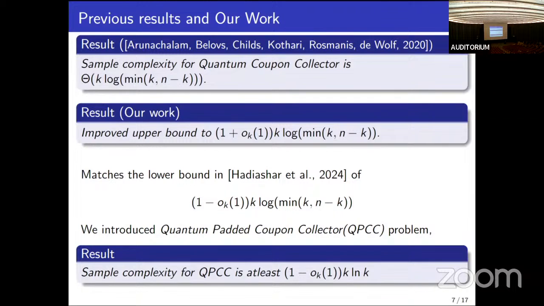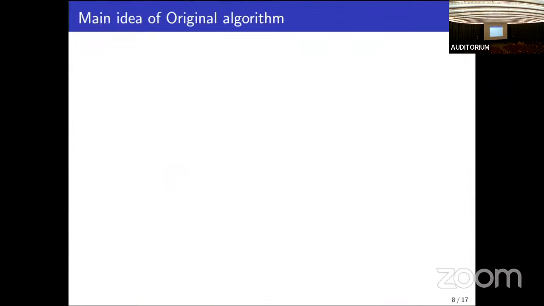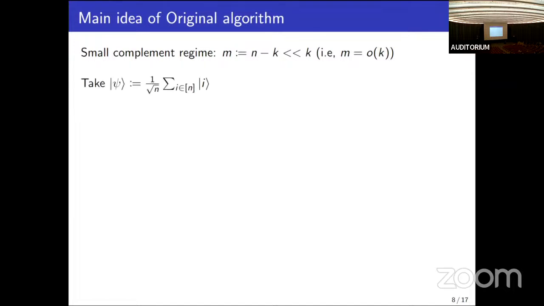So having described the results, let's first look at the algorithm. For that, I'll first have to describe what the original algorithm did. We are only interested in the regime where the size of the complement is small because that's where the speedup is. Next, consider the state psi to be the uniform superposition over all the possible elements in the set [n] that we are working with here.